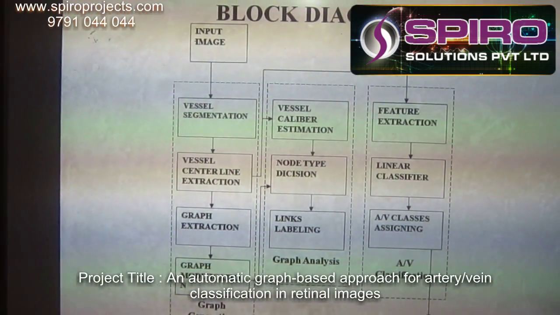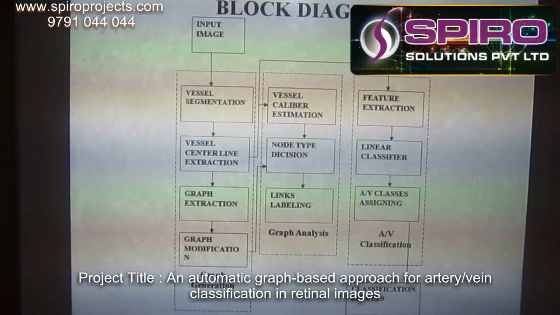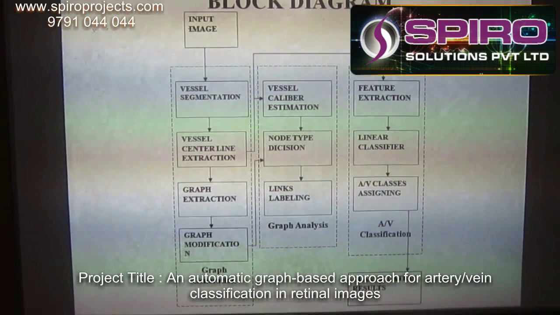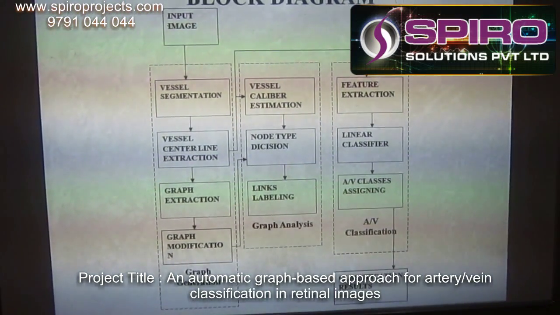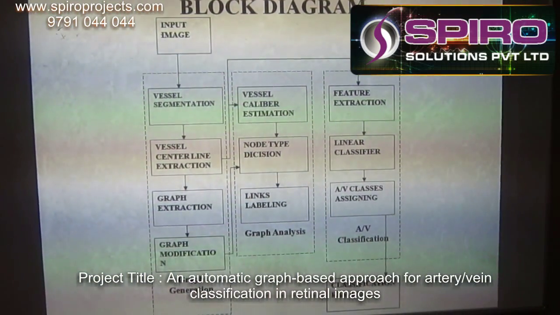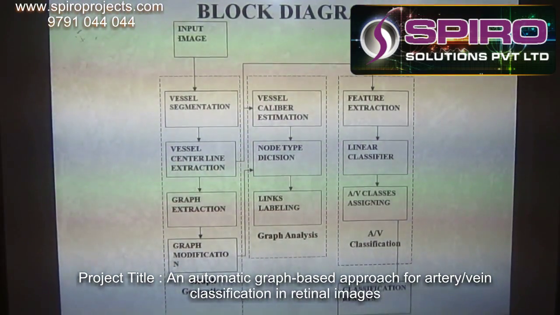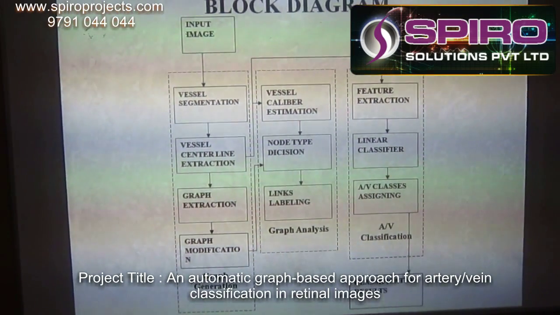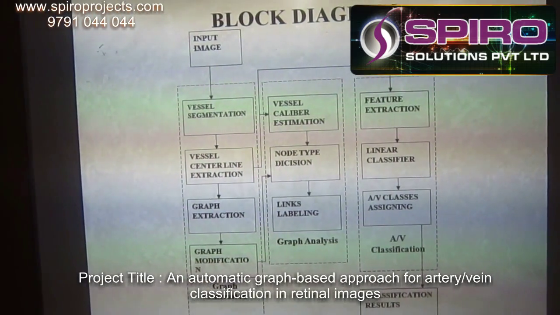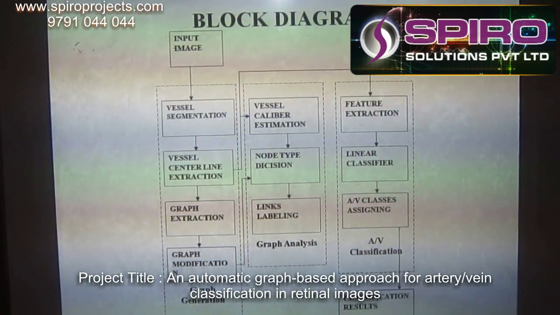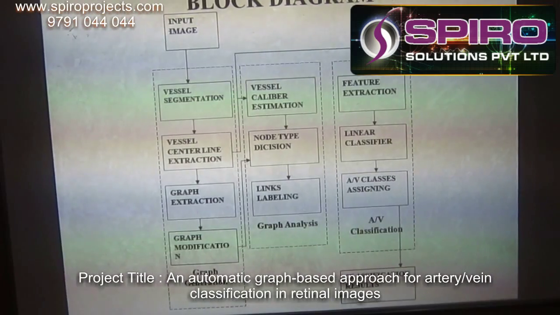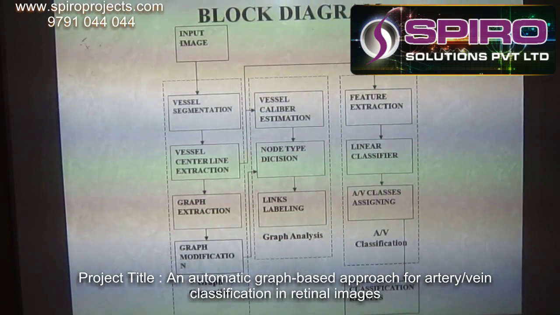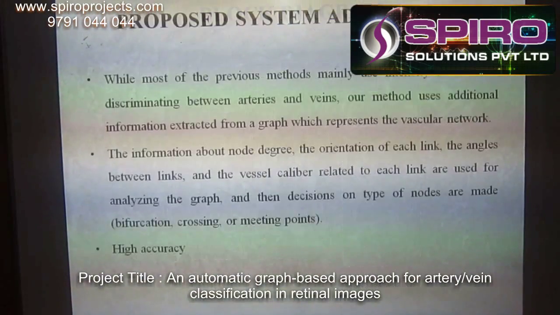Here we are implementing some algorithms which are together named graph analysis, and then the output from it is given to feature extraction, the linear classifier and artery vein class assessment. These all belong to artery vein classification. In this classification part, it classifies which is the artery and which is the vein in the retina. Finally, the classification result will be provided.